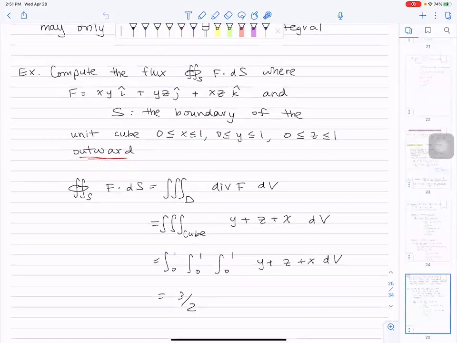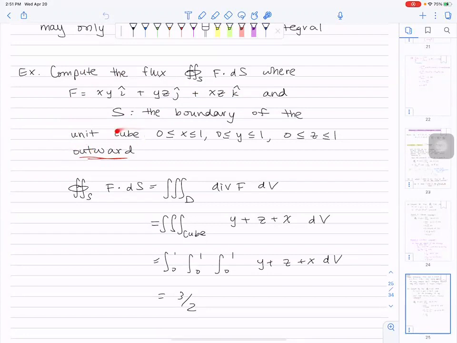Okay, so let me do an example. This example actually shows you that doing the divergence doesn't always give you 0, though for these types of problems it usually happens that way. But say you wanted to find the flux of some unit cube. This shape is closed, there's no opening, and you're trying to find the flux outward.